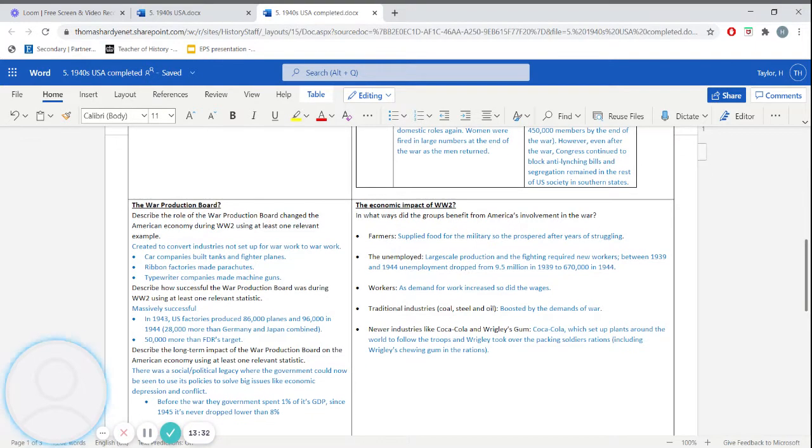The unemployed. Large-scale production and the fighting required new workers between 1939 and 1944, which meant that unemployment dropped from 9.5 million in 1939 to just 670,000 in 1944. So there was a massive decrease in unemployment in a way that even the New Deal wasn't able to accomplish.